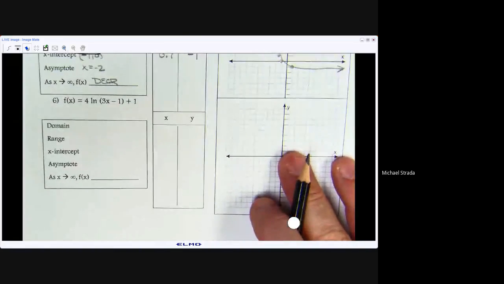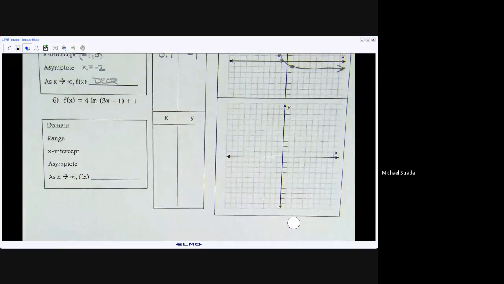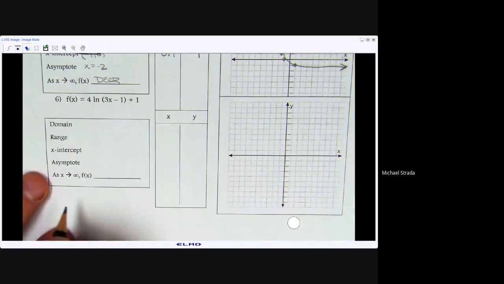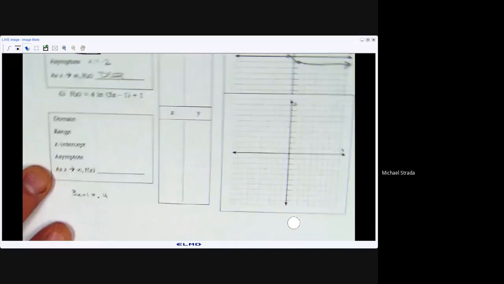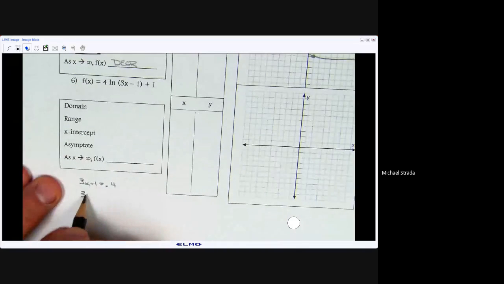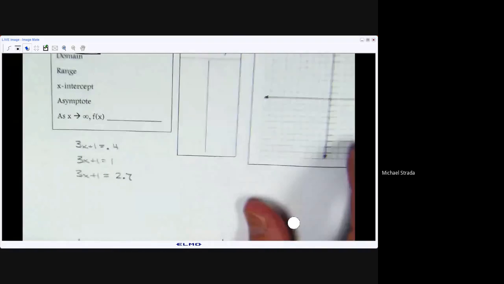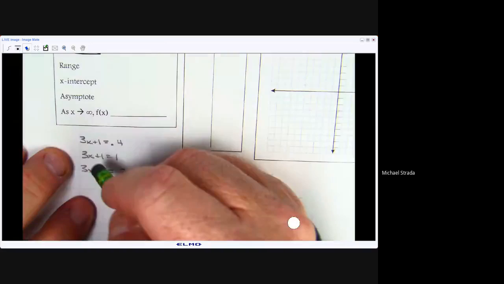So then the very last one, f of x equals 4 natural log of 3x minus 1, plus 1. You take whatever's inside parentheses and you set it to our three values. 3x minus 1 equals 0.4. 3x minus 1 equals 1. 3x minus 1 equals 2.7. You take whatever's inside parentheses, it's a minus 1, not a plus 1. I'm sorry.